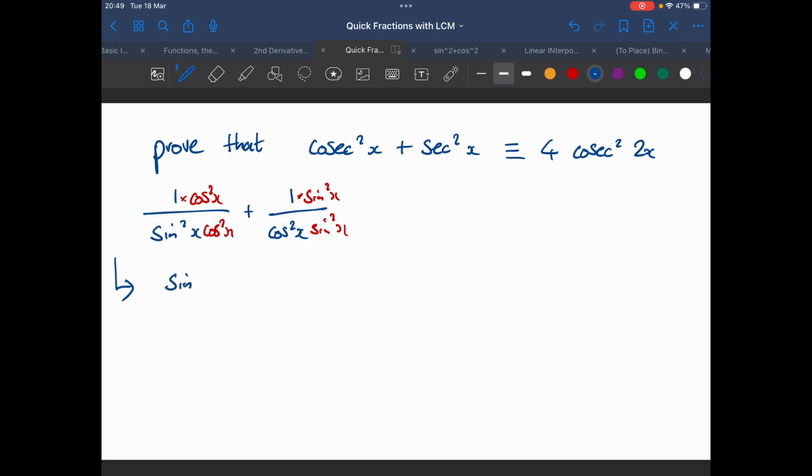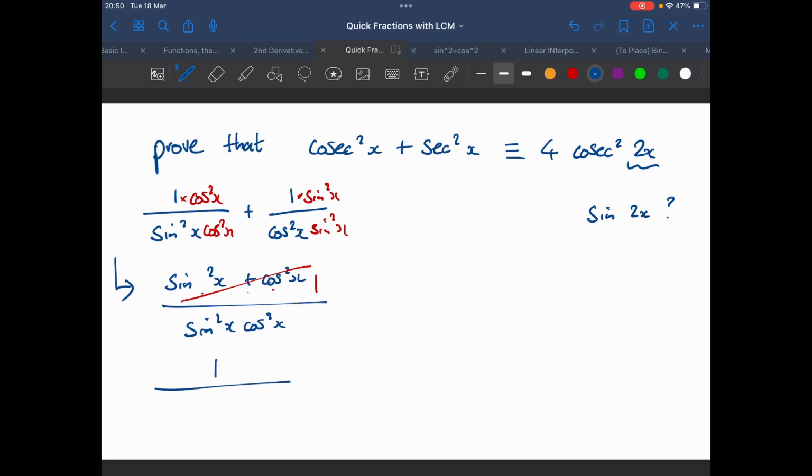So our numerator is now sine squared x plus cos squared x. And what are we over here? We are over sine squared x cos squared x. Well, we know that sine squared plus cos squared is a result that is the same as 1. Okay, so how are we now going to get towards this? It's not obvious at all. The thing that stands out is there's a double angle. Cosec is related to sine, isn't it? So something to do with sine 2x maybe?